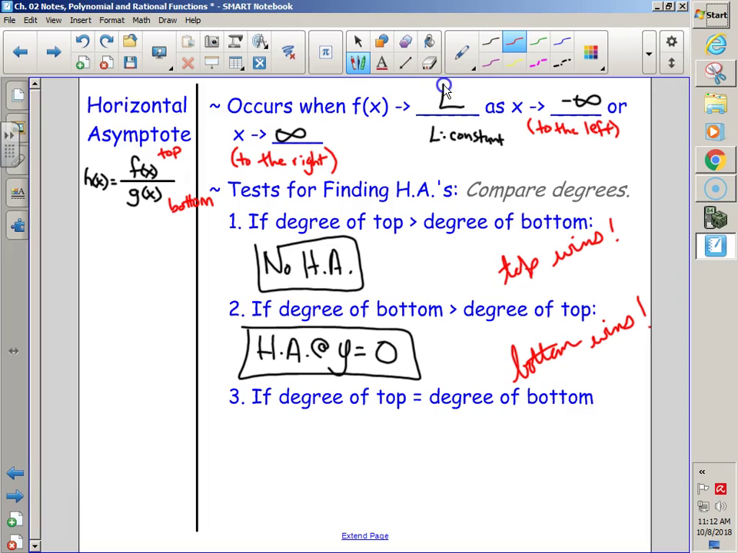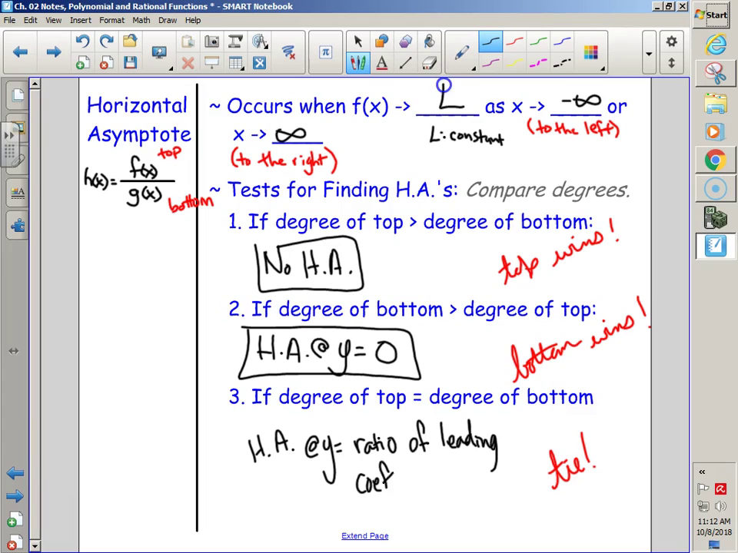And the last case says, well, what if there's a tie? What if the degree is the same? If the degree is the same, you also have a horizontal asymptote, because that function's not going to be able to go to positive or negative infinity like it would like as a polynomial. But it's also not going to be tied all the way back to 0. It's going to be tied instead to the ratio of the leading coefficients.